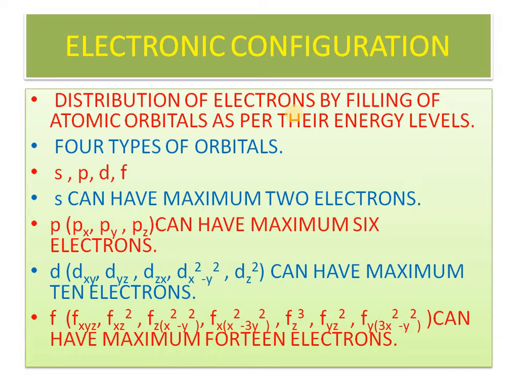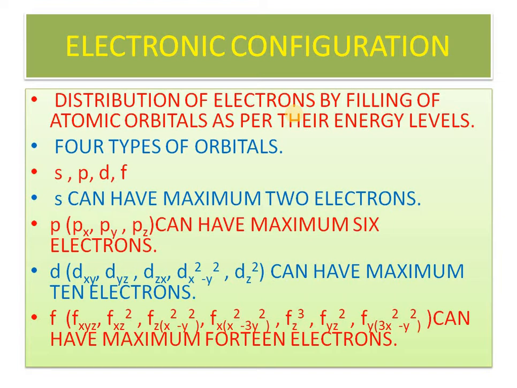So s can have a maximum of 2 electrons, because any orbital can have a maximum of 2 electrons. p has 3 different orientations: px, py, pz. So one pair can be accommodated in each p orbital, so the total number will be 6. Similarly d has 5 different orbitals: dxy, dyz, dzx, dx square minus y square, dz square, and can hold a maximum of 10 electrons, because each orbital can have a maximum of 2 electrons. Similarly f orbitals number 7.